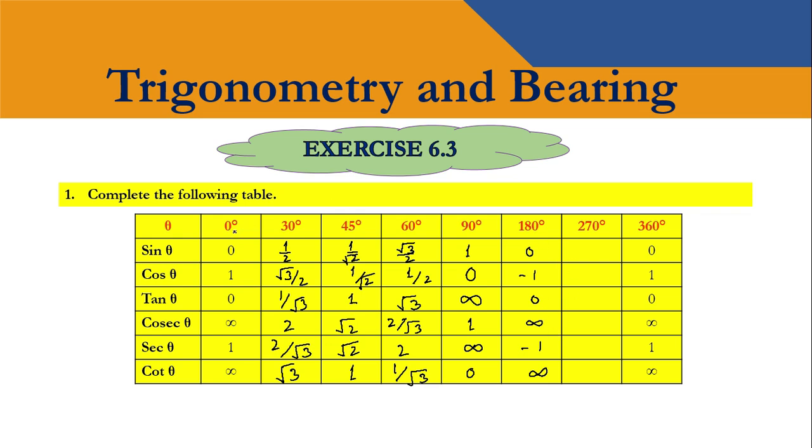Similarly, as 0 multiplied by minus 1 gives you 180 degree, if you multiply 90 degree with minus 1, you can complete the column of 270 degree. So if 90 is multiplied by minus 1: minus 1, 0, infinity, minus 1, infinity and 0.